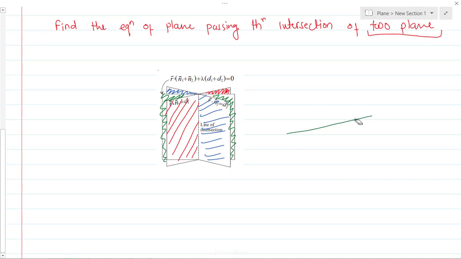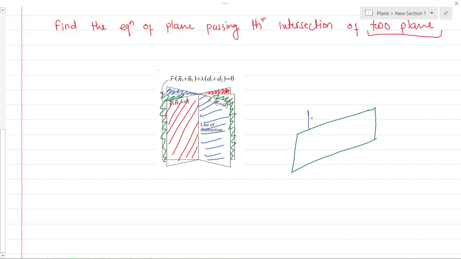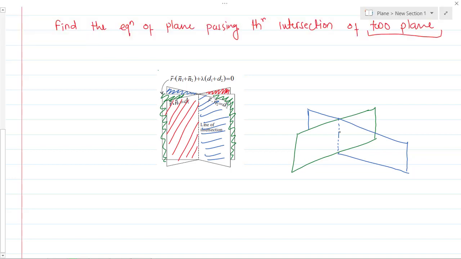See, this is the first plane. Let's have the second plane. This is the second plane, and this is what we get as the intersection of these two planes. Now where will be the third plane which is passing through these two planes? Let's have the third plane which is passing through these two planes, like this. So this is the third plane which is passing through the intersection.